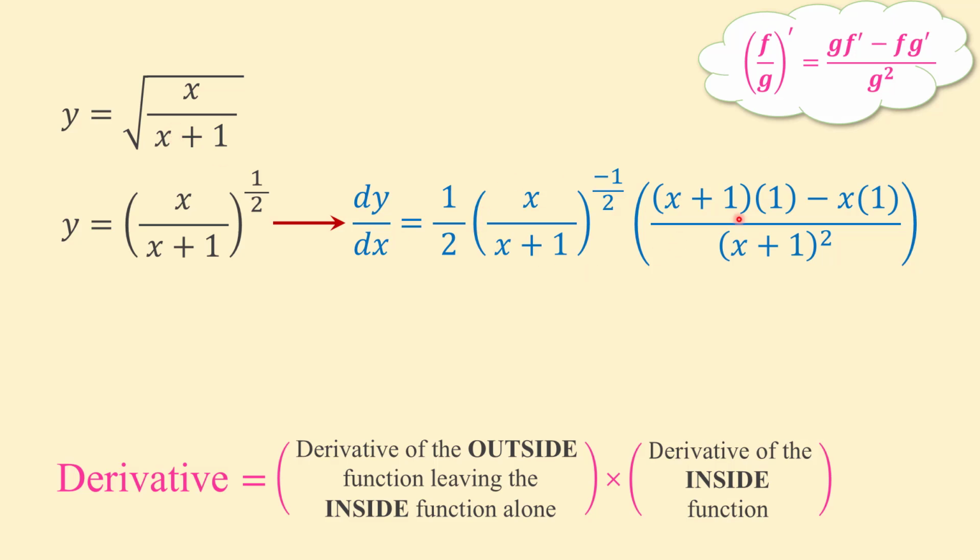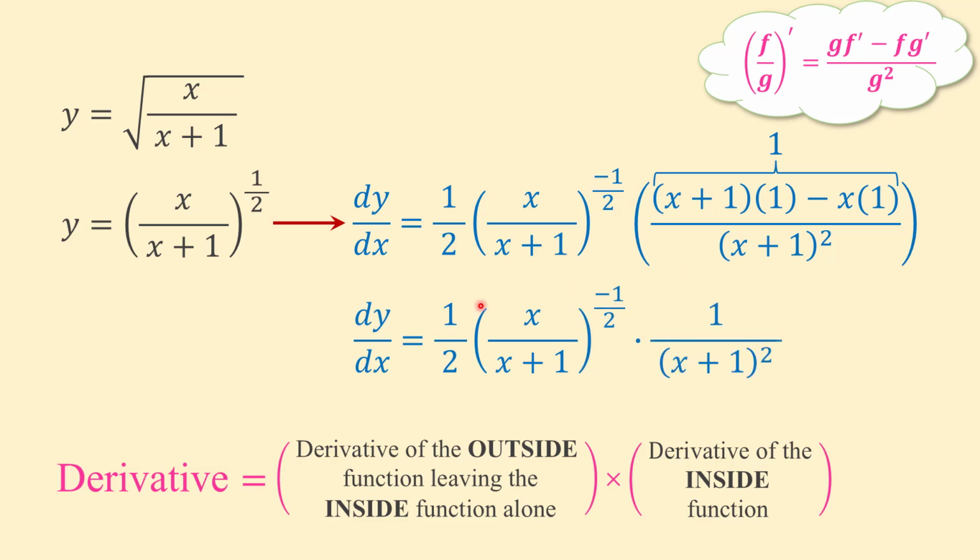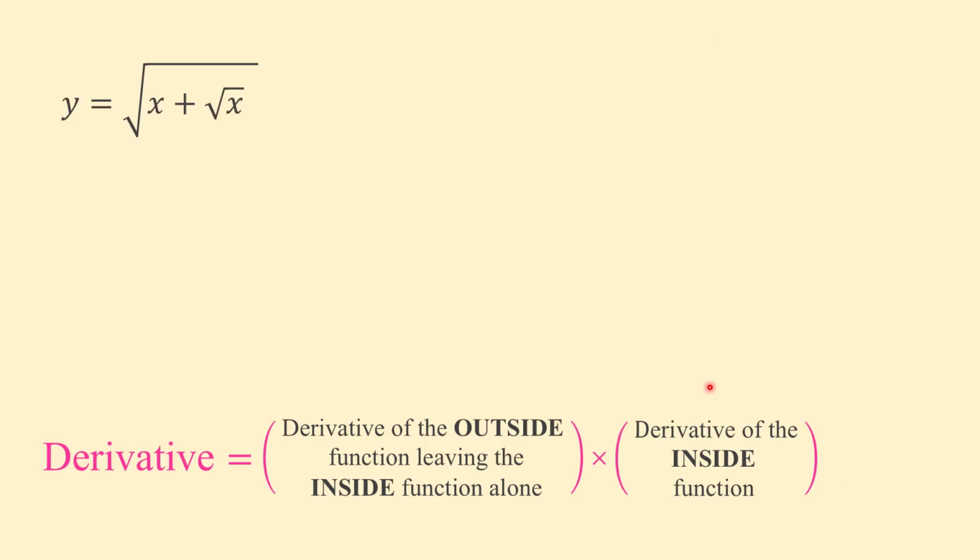If you want, you can clean up and simplify numerator of this fraction. X plus 1 times 1 equals x plus 1 minus x times 1 is just x. So in numerator we have x plus 1 minus x. If we cancel x from numerator, just remains 1 in numerator. And so dy over dx equals 1 half (x over x plus 1) to the negative 1 half times 1 over x plus 1 squared. Another example.